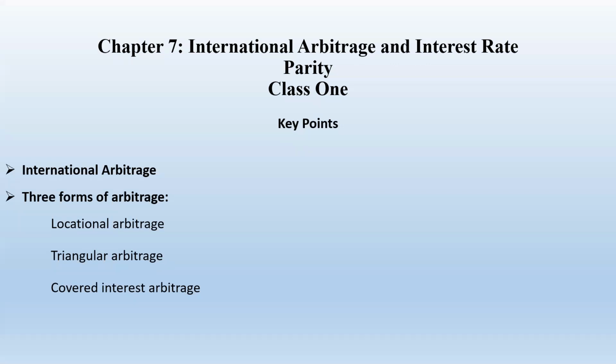So in this video, because I want to limit the length of the video, the first video of chapter 7 will introduce the first two arbitrages. The first one is locational arbitrage, which is the arbitrage between two locations. And the second one is triangular arbitrage, where the arbitrage occurs not only within two different locations, but also involves cross exchange rates.